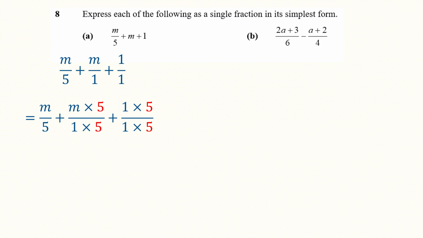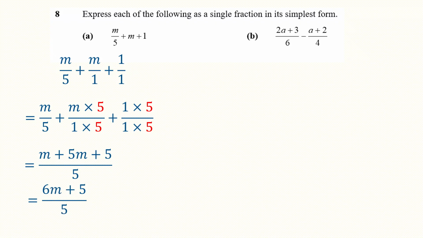And hence, we can express all these three fractions as one single fraction. We can add m plus 5m to give us 6m. So the answer will be 6m plus 5 over 5. So that is part A. For part B, both of them are given as fractions, so we do not have to express any one of them as a fraction.